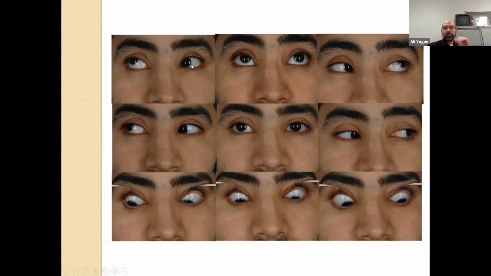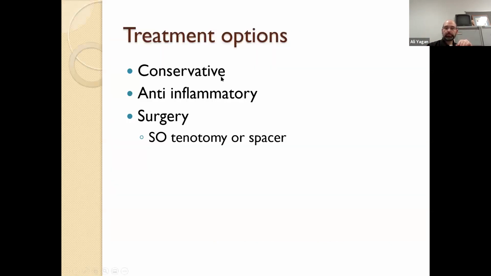And the problem is in the sheath of the superior oblique muscle on both sides, which is restricting that movement. The way to deal with it, certainly if it's congenital, is by relaxing it, by doing either a tenotomy, so you cut it completely, or more commonly what we call a spacer, where you lengthen the tendon a little bit to allow that movement to happen. Either tenotomy or a spacer.